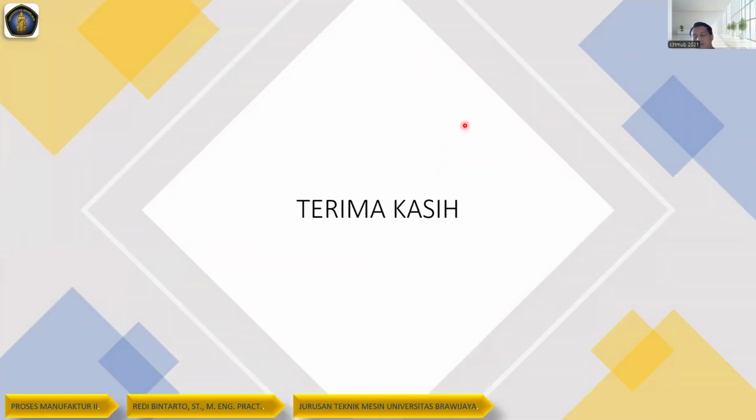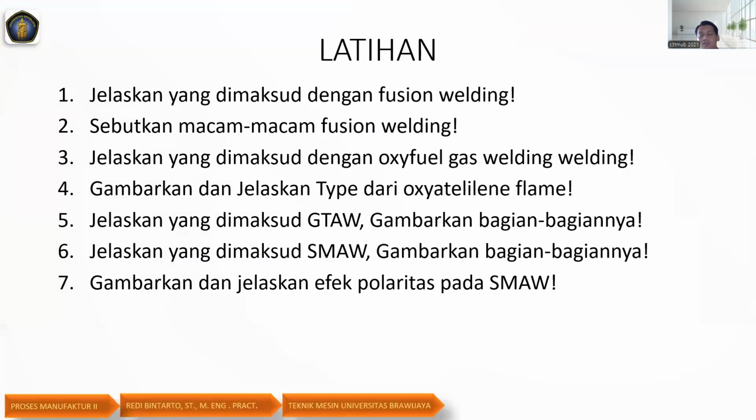Okay, that is the kind of fusion welding, and hopefully this can improve our manufacturing skill in Process Manufacturing One. And hopefully next we can try the last test, maybe after one more class.